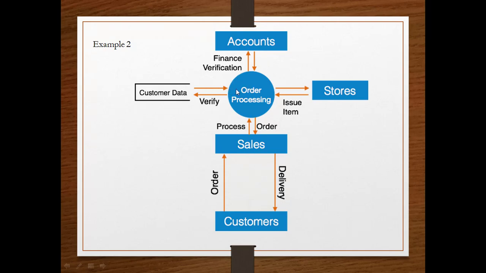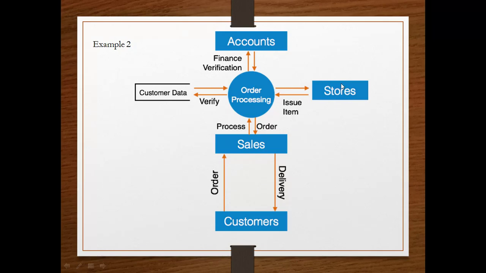So customer data is verified. The accounts is verifying the finance: did I pay for it? The customer will order and it goes to the sales department. The sales will process and go to order processing. It will verify the customer data. The customer data is verified. It will verify the finance. The amount is paid by the customer.